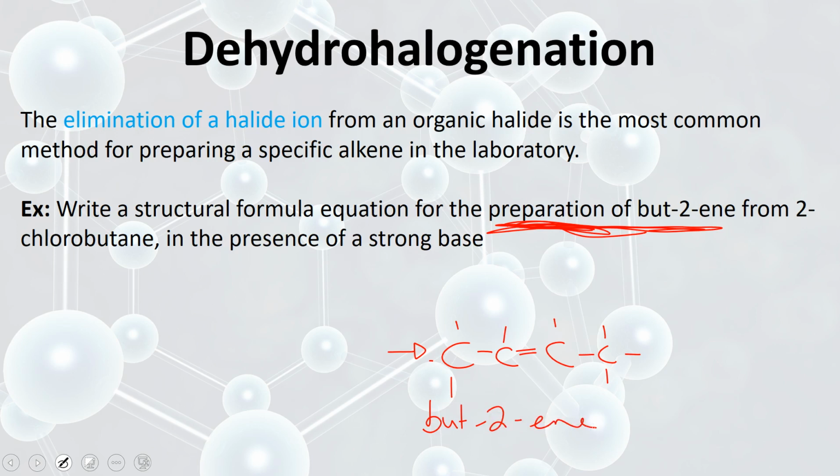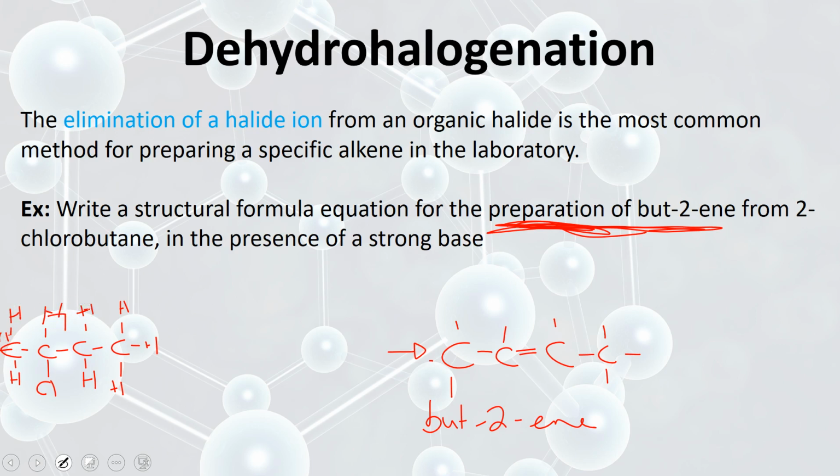from 2-chlorobutane. So 2-chlorobutane would look like this. So a 1, 2, 3, 4 carbon chain. On the second one, there is a chlorine, and everywhere else there's hydrogen. Oops, there's one on the end here, hydrogen. Sorry, I'm just going to draw these in for the sake of my example here. There's a hydrogen back there and a hydrogen here. Those are some real bad H's, but H's nonetheless.